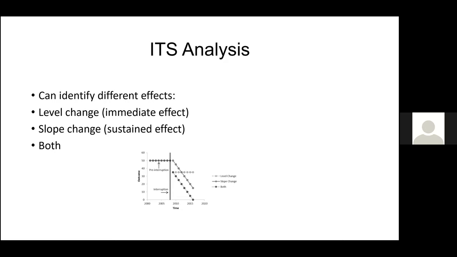The second thing that ITSA will concern itself with is a change in slope. There could be an immediate drop and then a change in the slope after that, compared to the previous slope. So we could have a situation where we have both a change in level and a change in slope. And we'll see an example. Is that clear? Joanne, is that clear? Yes.